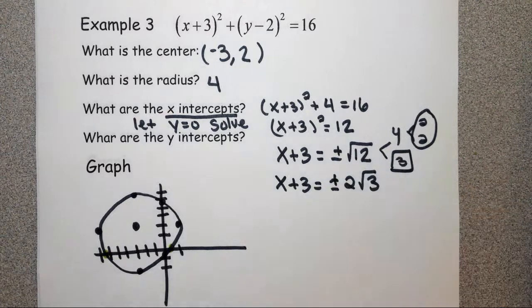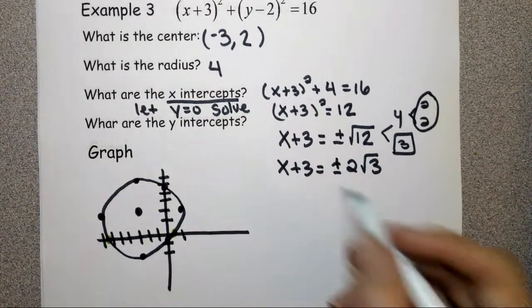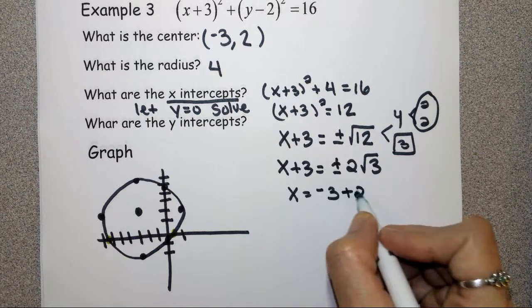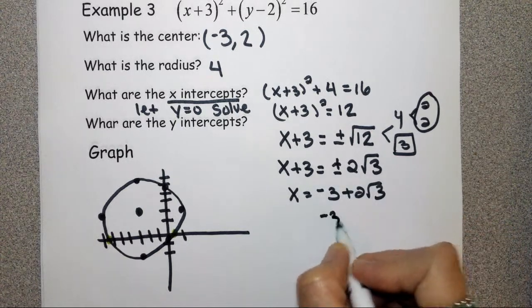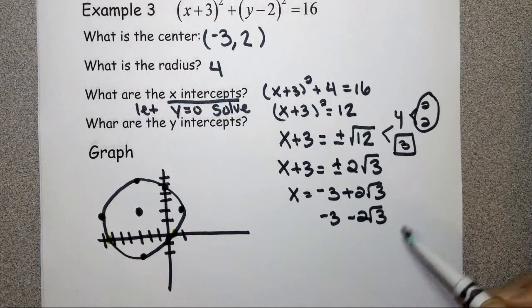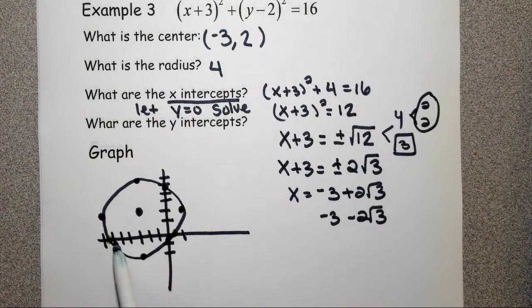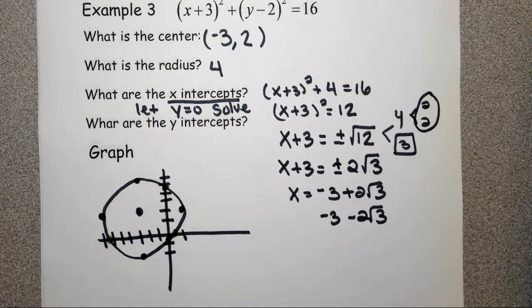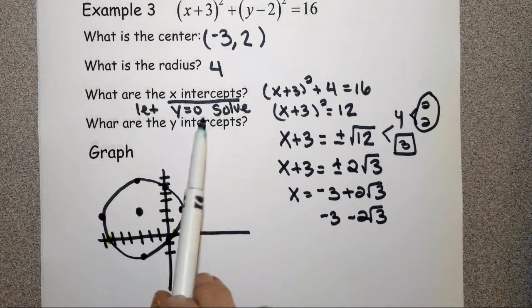So it's plus or minus 2 square roots of 3. This guy stays home. How do I get x by itself? Subtract 3. So my x-intercepts are -3 plus 2 square roots of 3 and -3 minus 2 square roots of 3. Did I get 2 of them? Does it look like one of them might be a positive and one of them is going to be a negative way over here like I said? That's it. You have to know to let y equal 0 and solve.